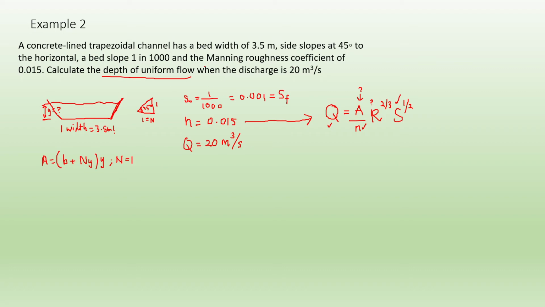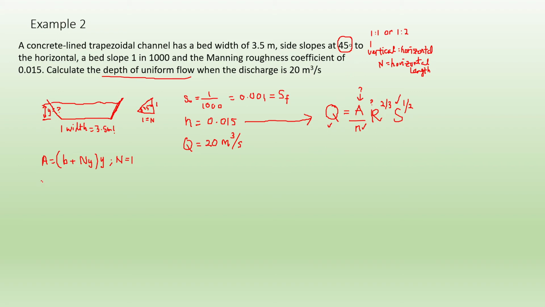Sometimes in the case of a trapezoidal channel, they either give you the degree of the side slope, or sometimes they will give the side slope as 1 to 1 or 1 to 2. So always know that the left one is the vertical part, and the right one is the horizontal part. So n is always the horizontal length. For this case, n is equal to 1.